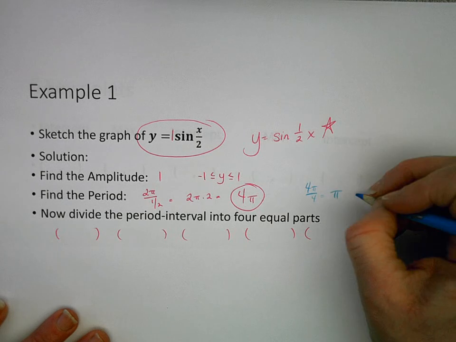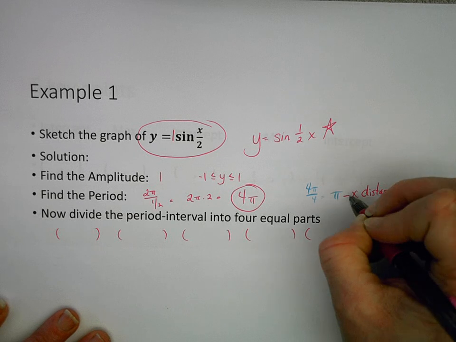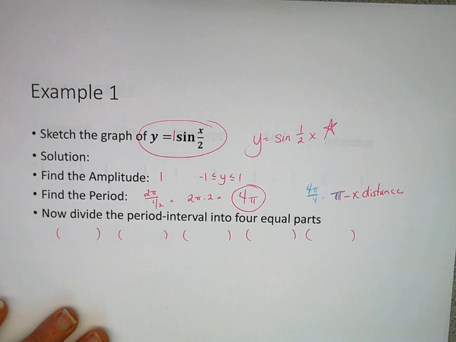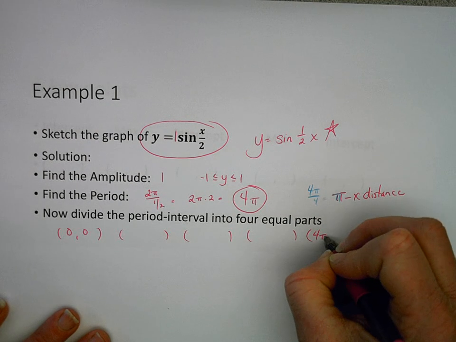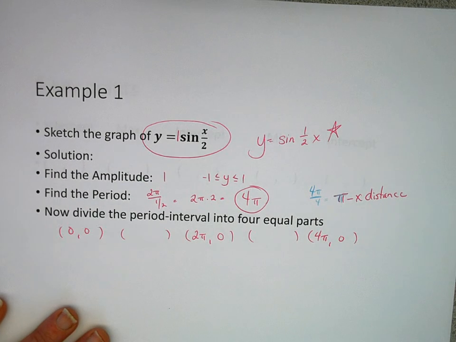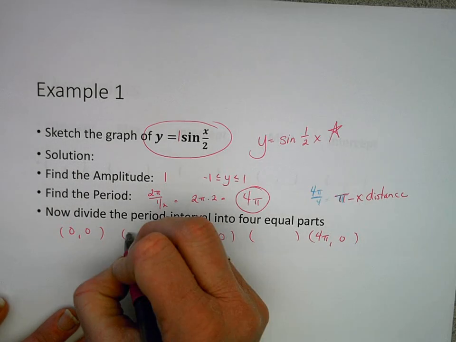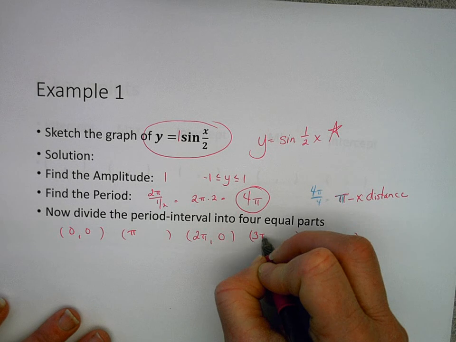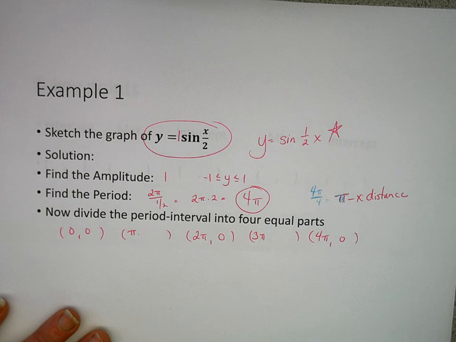Each x distance is pi. So it's a sine graph. It starts at (0, 0) and ends at (4 pi, 0). The middle part is half, and that's also 0, because a sine graph has 3 x-intercepts. Now I want to figure out the distance. This would be pi, and this would be 3 pi, because we're counting by pi: 0, pi, 2 pi, 3 pi, 4 pi. And if I asked you to keep going, which I'm going to in the back, we would go 5 pi, 6 pi, 7 pi, 8 pi.